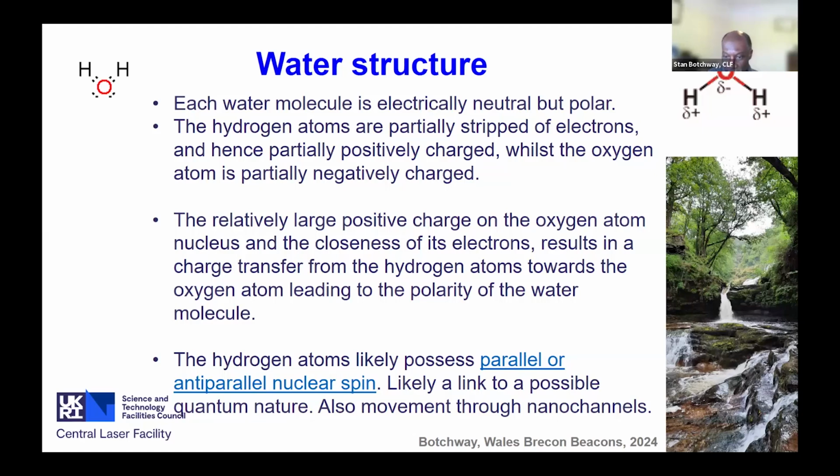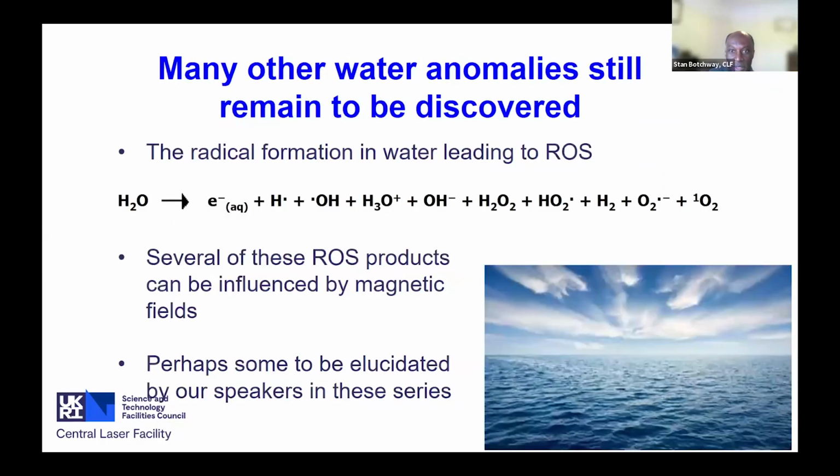We also know water molecules can move at astronomical rates through nanochannels. How this is achieved is still not known and under study. There are many anomalies of water that still need to be discovered. This, of course, includes the reactive oxygen species nature when water is ionized, as shown in this equation here. Several of these ROS can be influenced by magnetic fields, perhaps leading to, again, quantum characteristics. And again, perhaps some of these might be elucidated by the speakers in this series.